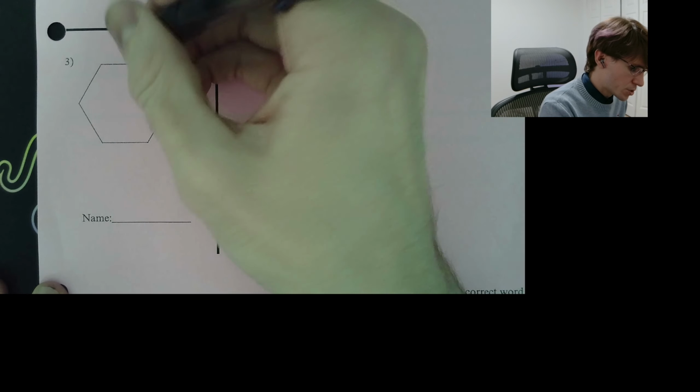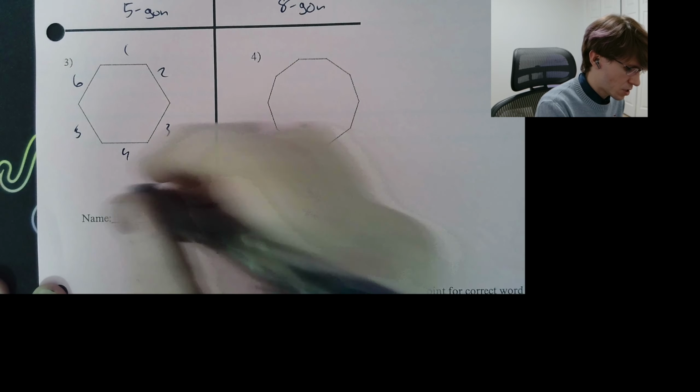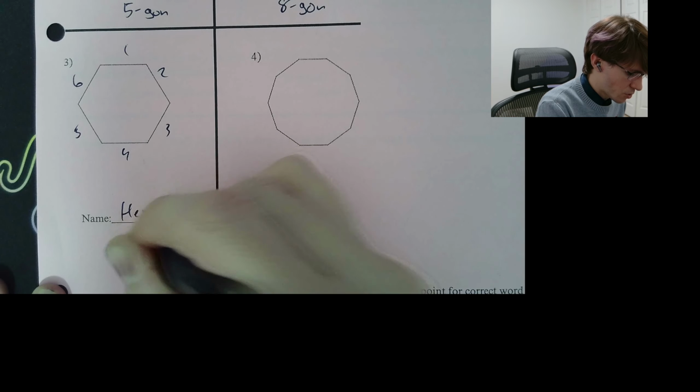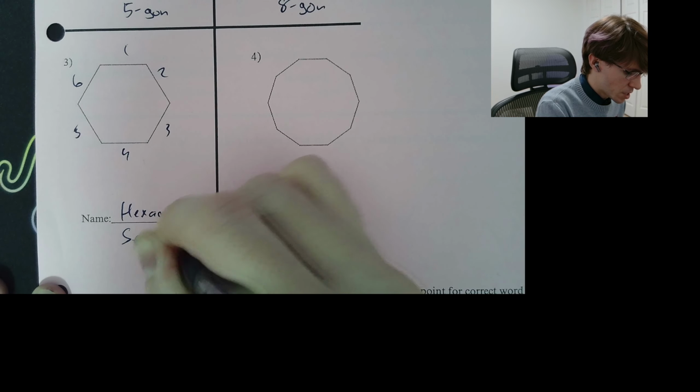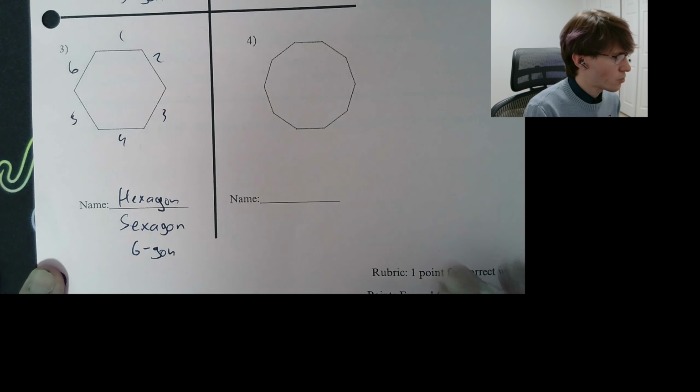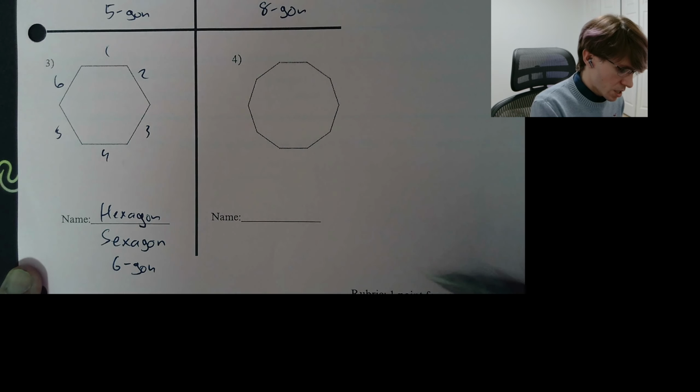Keep doing the problems. We got 1, 2, 3, 4, 5, 6. 1, 2, 3, 4, 5, and 6. We call this guy a hexagon. The other correct names for this one are going to be a sexagon and a sixagon. So some of these have more than one name. That one's got 3.